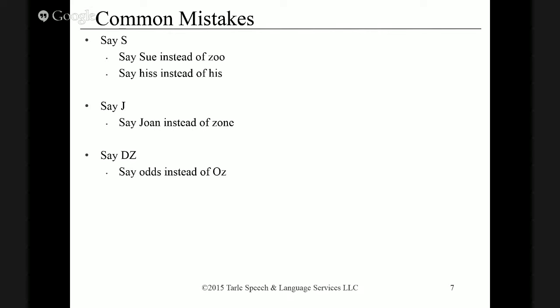And then the last one, we have the DZ sound. People will say "odds" instead of "Oz." Odds, Oz. And this is a similar mistake to that J sound. I typically hear J at the beginning of a word and DZ at the end of the word. It's almost exactly the same mistake. You're touching the tip of your tongue to your teeth for the D. So that's the big difference: don't touch your teeth. Your tongue stays away from your teeth.